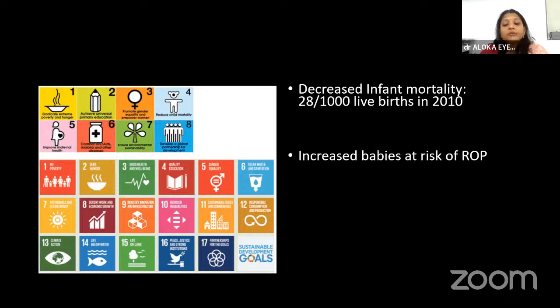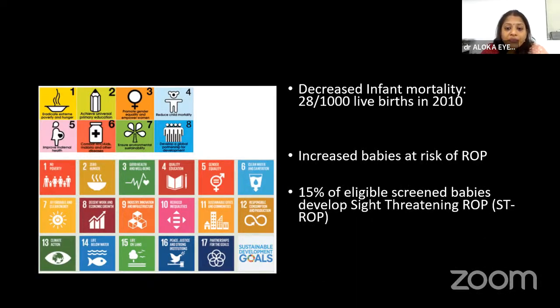But here we also see we have increased numbers of babies who are at risk of ROP. And 15% of the eligible screened babies actually develop sight-threatening ROP. So we have a huge burden on our country as of today.